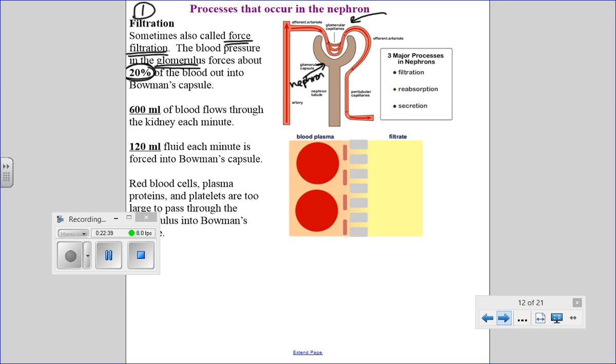Now, I'm going to give you some average numbers here. But what I really want you to focus on is this 20%. I could give you a different volume and ask you how much of that blood will end up inside of the nephron. So for an average adult human, about 600 milliliters of blood flows through the kidney each minute. That means that 120 milliliters of fluid is forced into Bowman's capsule. Now, how did I get from 600 to 120?